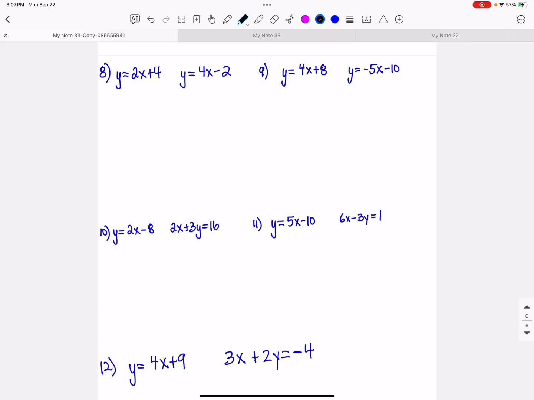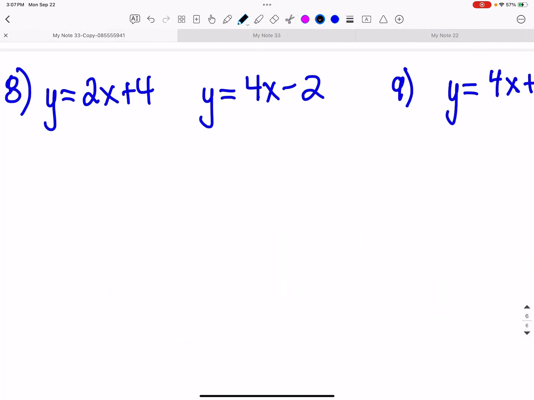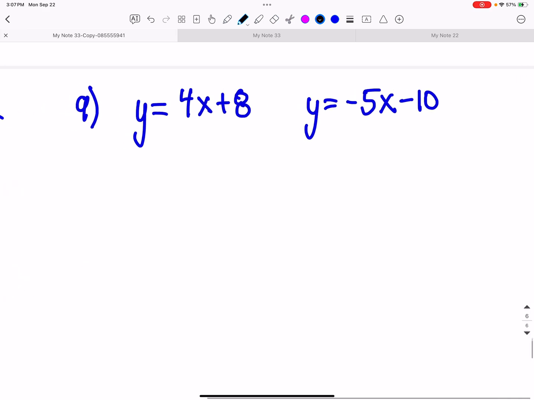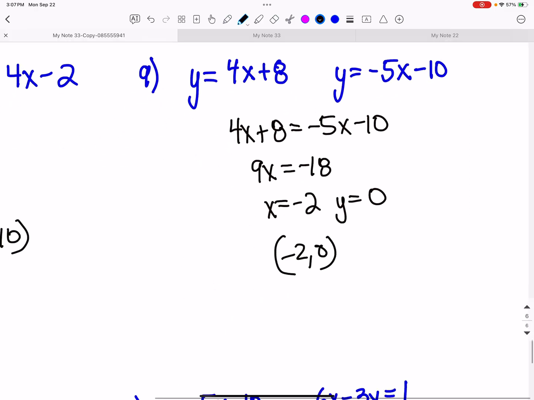tomorrow. No, I'll go ahead and do these really quick. I'm not really going to talk about them much, though. 2x plus 4 equals 4x minus 2. 2x equals 6. X equals 3. Y equals 10. This is 3, 10. So when you get good at them, these are how fast they go. 4x plus 8 equals negative 5x minus 10. 9x's equal negative 18. X's equal negative 2. Y equals 0. Negative 2, 0. That's how fast you can do these.